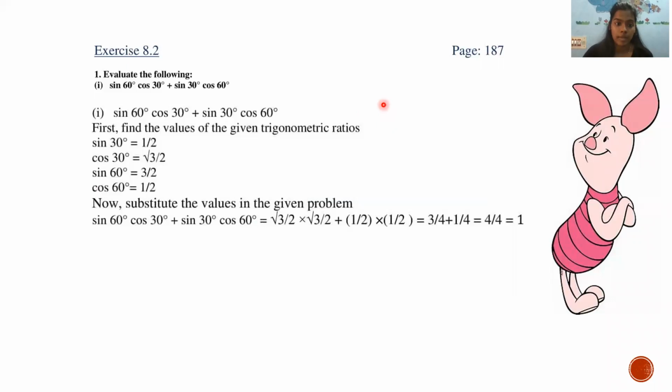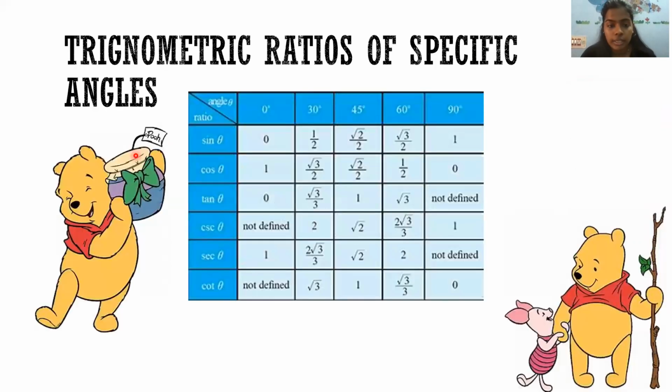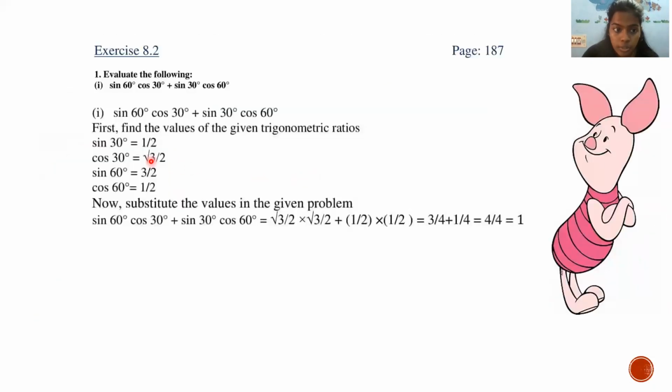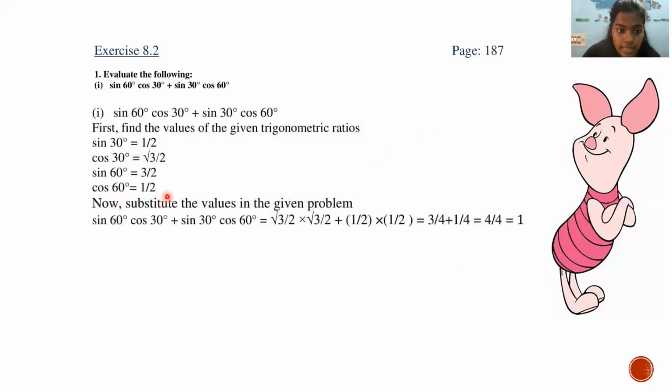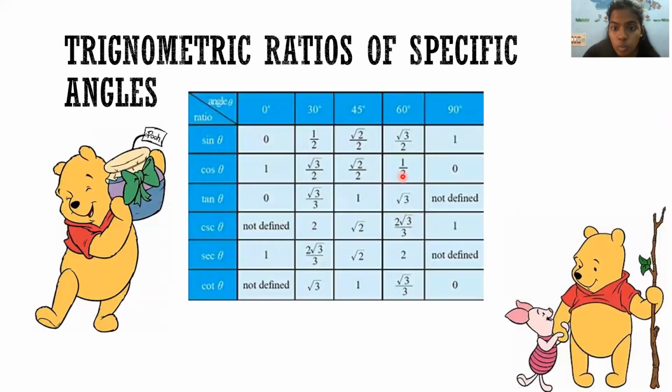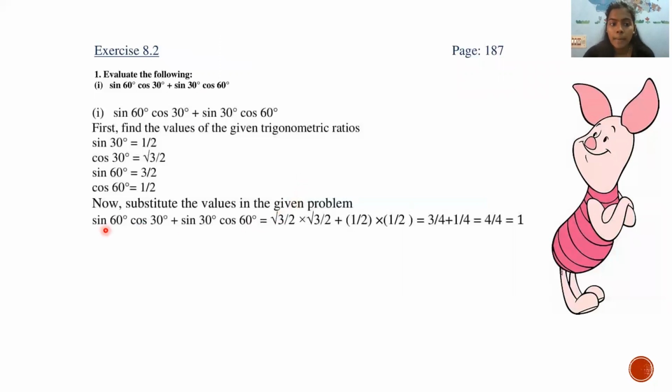Now we will see how you apply it. Sine 30, from the given table, is 1 by 2, right? So 1 by 2. Cos 30 is root 3 by 2. Sine 60 is root 3 by 2. Next is cos 60. Cos 60 is 1 by 2. Now what will I do? I will multiply sine 60 and cos 60 and add it with sine 30 and cos 30. So if I do it, my answer is 1. Okay, so this is how I will be using my trigonometric ratios for these specific angles.